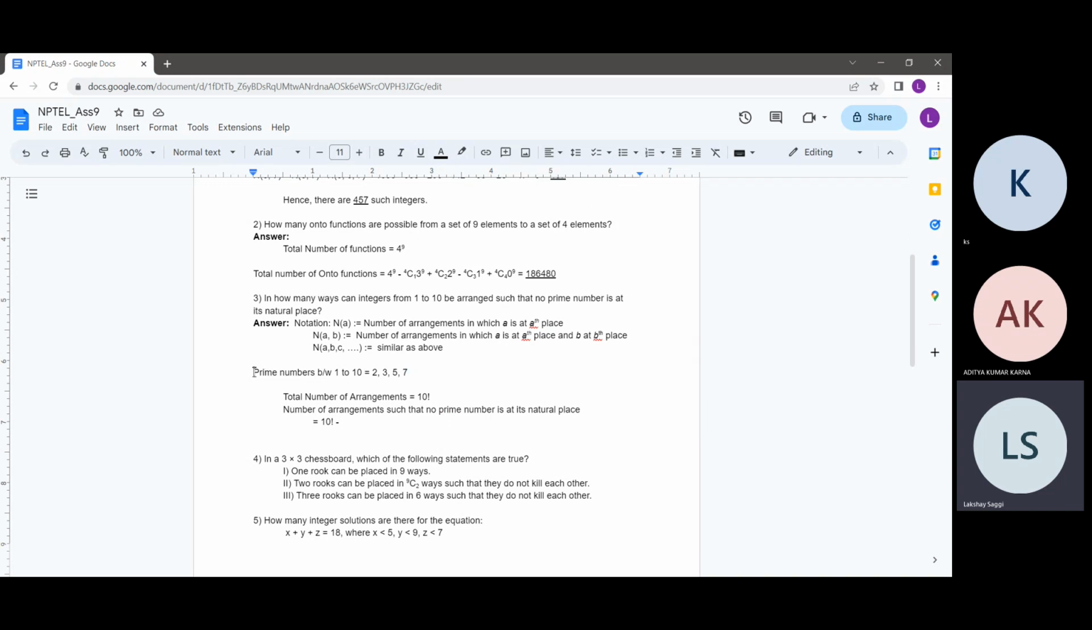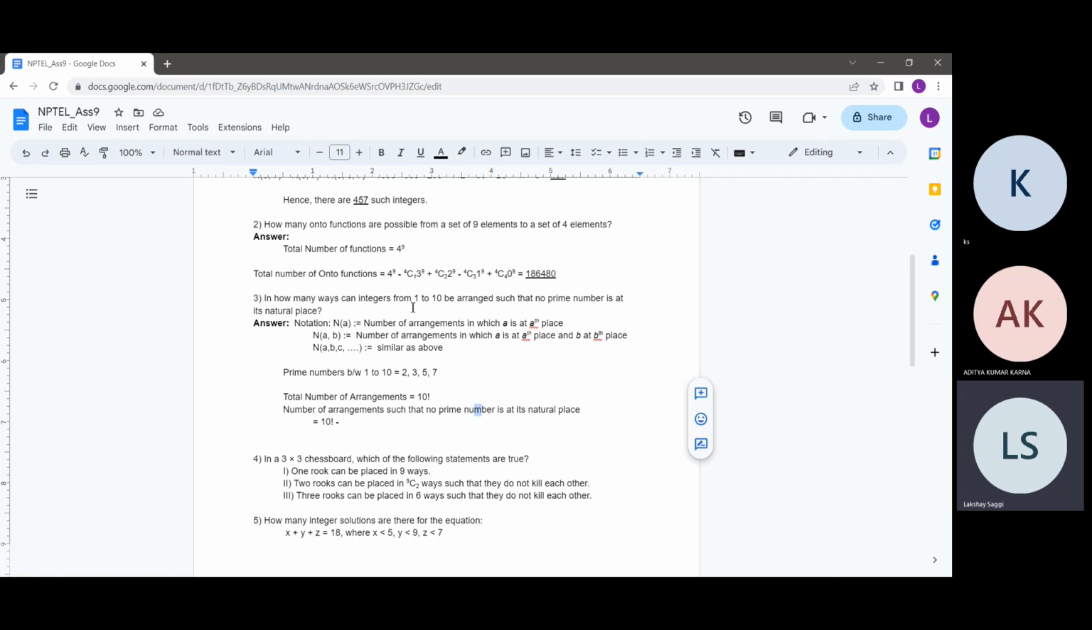So now what I want is, this notation can be continued to n(a, b, c, up to let's say d, e, f, g, h). It will be nothing but the number of arrangements in which a is at the ath place, b is at the bth place, c is at the cth place, and so on. So now what I want is the number of arrangements such that no prime number is at its natural place.